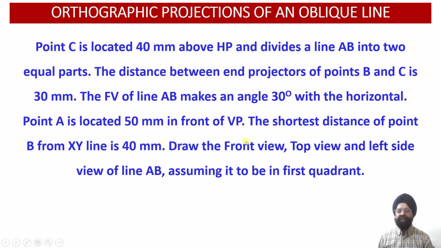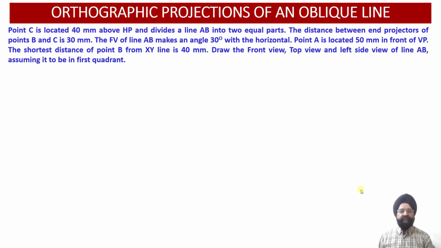And another piece of information we have got: the shortest distance of the point B from the XY reference line happens to be 40 millimeter. So this way we have to connect different dots in the given problem and evaluate the orthographic projections of this particular line AB. And we are required to draw the front view projections, the top view projections and the left hand side view projections of the line AB, assuming that the line lies in the first quadrant. Let us proceed with the construction of the orthographic projections of the line AB.